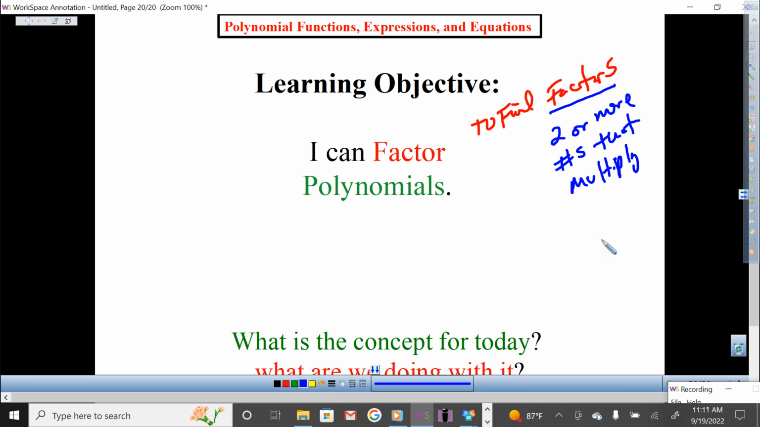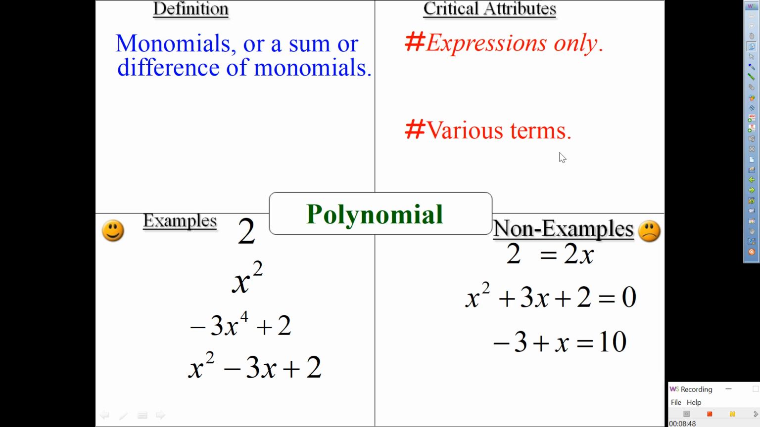Keep that in mind. Factors are what? Two or more numbers that multiply. So they can be written just side by side like this or with parentheses like this. When they're written like this, they're called factors, okay? So, polynomials, we know what they are, and so on and so forth, okay? So, last week we started with GCF.